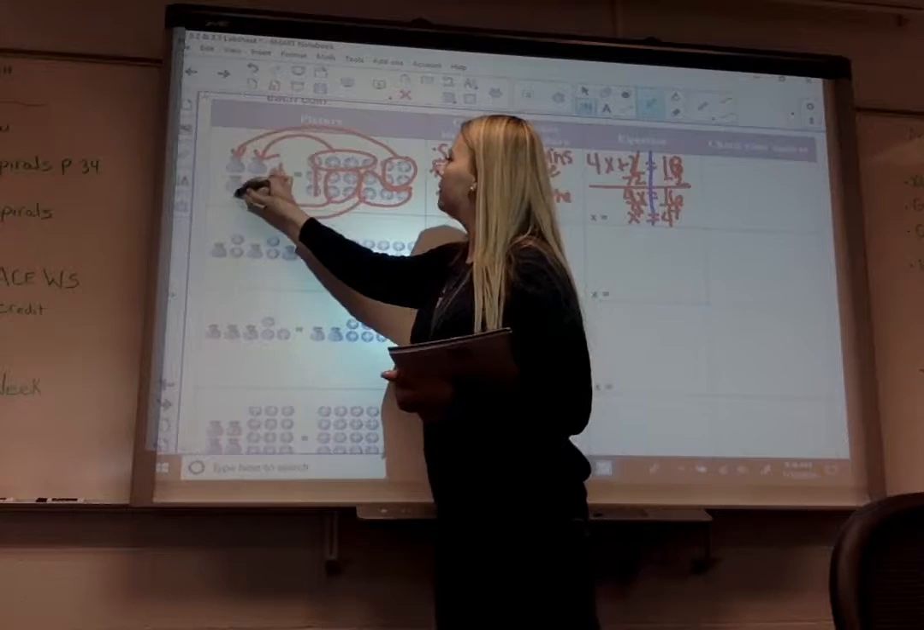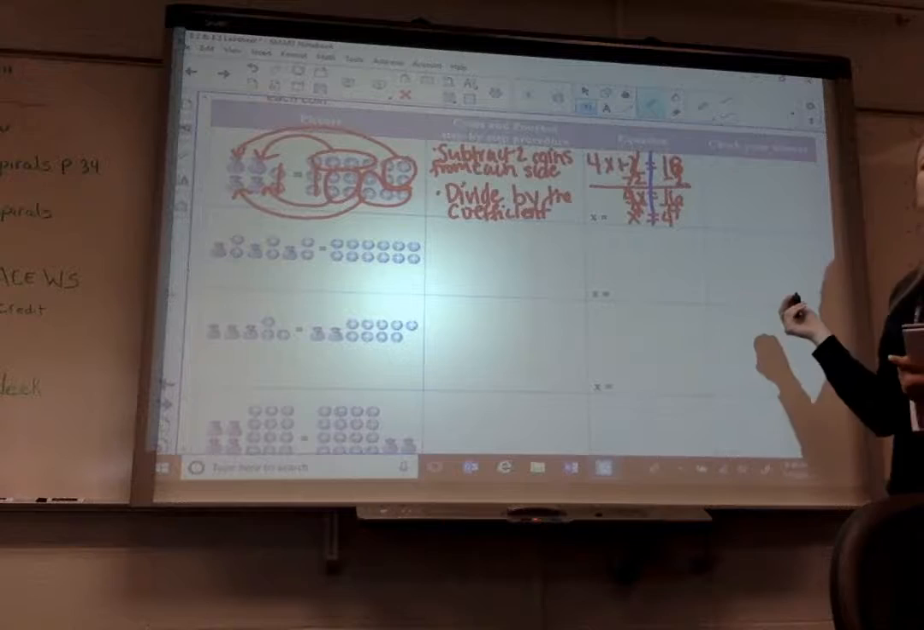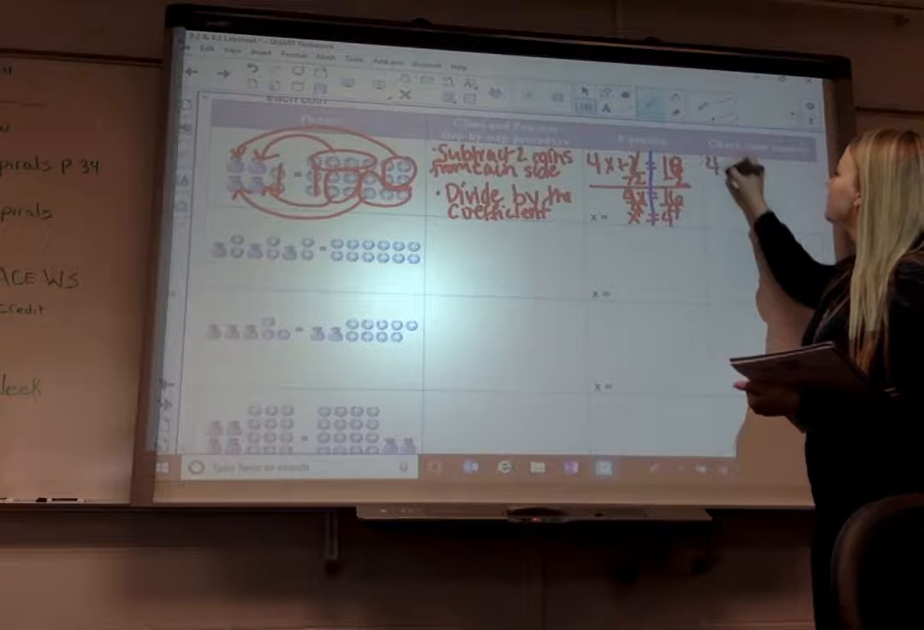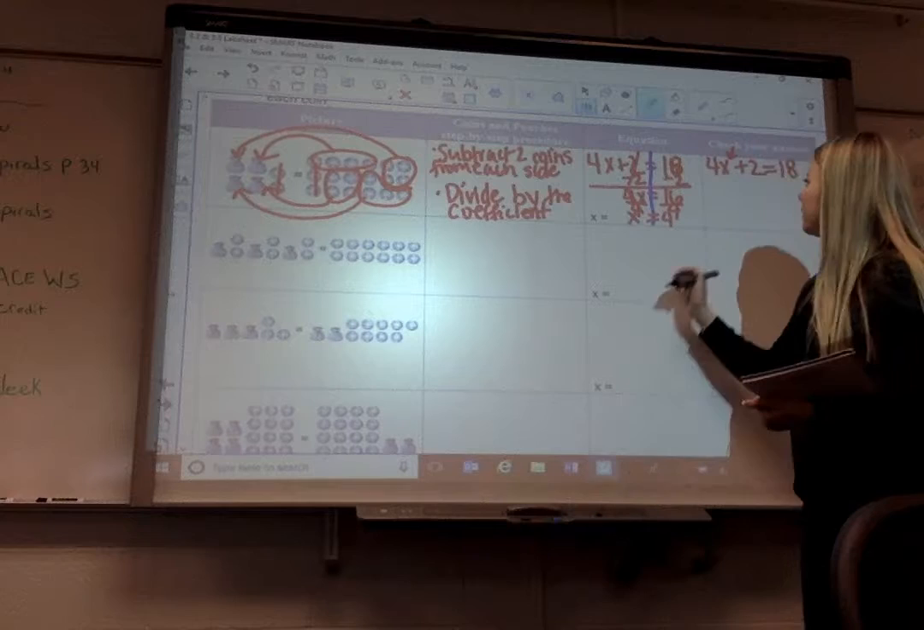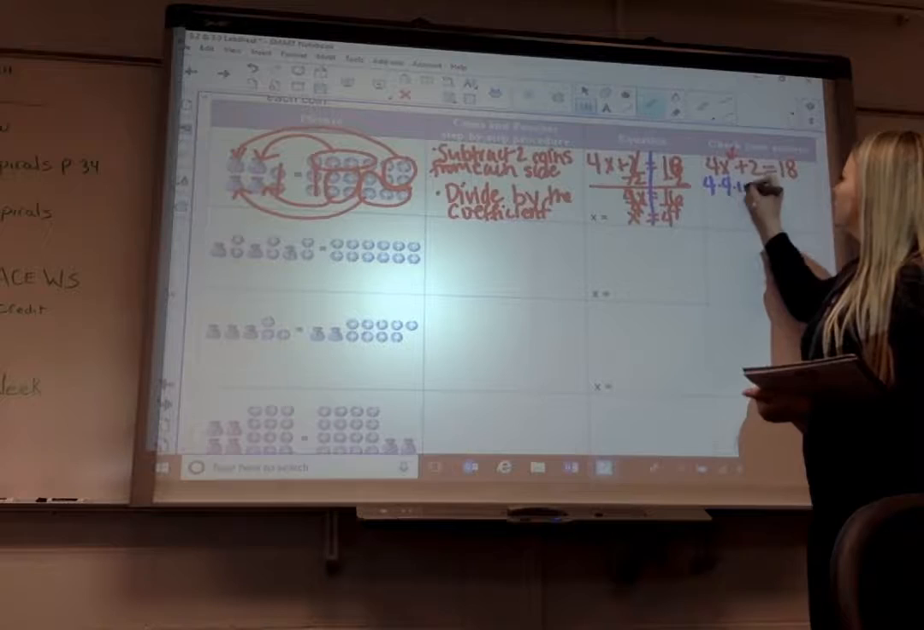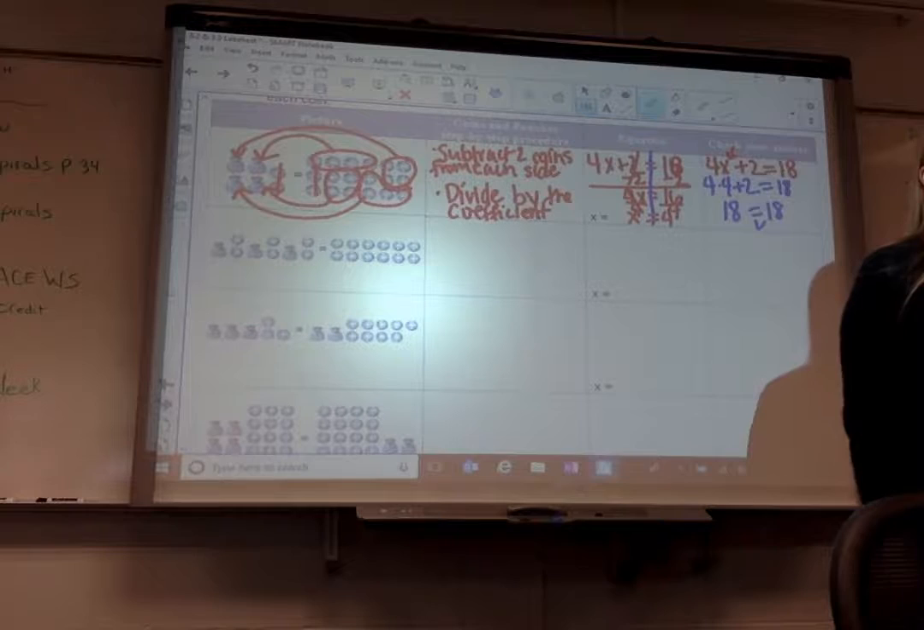And then if we check our answer, what do I do to check my answer? Someone remind me. You have to rewrite the equation. So I rewrite the equation, 4x plus 2 equals 18, and then fill in each x with what I found x was, 4. So I'm going to set it at 4 times 4, plus 2 equals 18. 4 times 4 gives me 16. Plus 2 gives me 18. 18 equals 18. So we did that one correct. Does that make sense? What questions do you have?